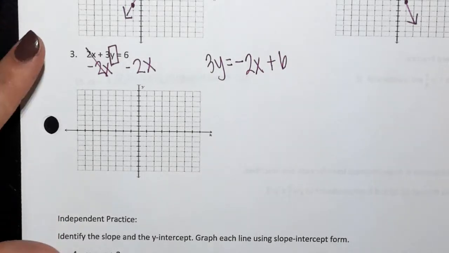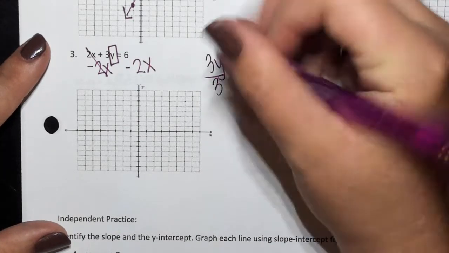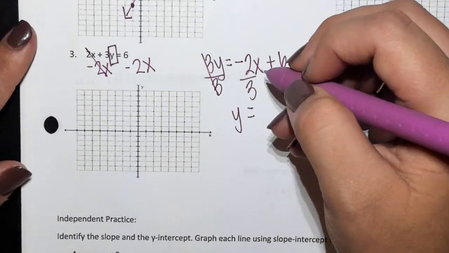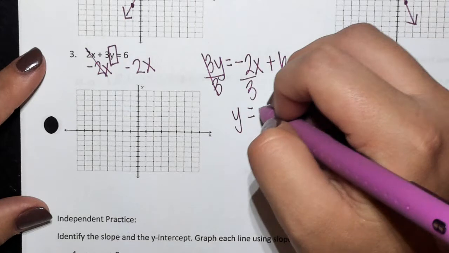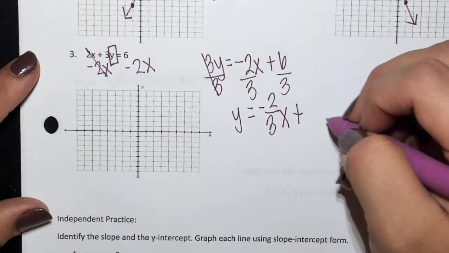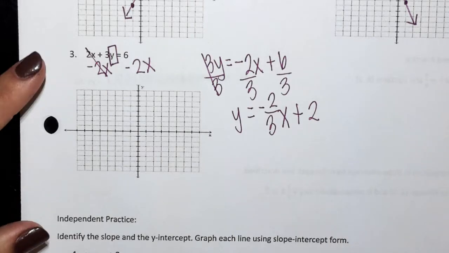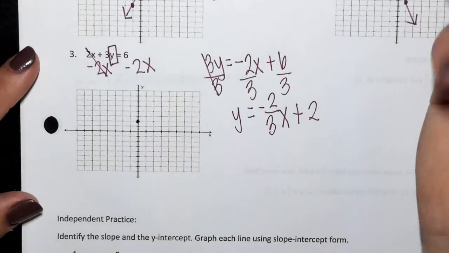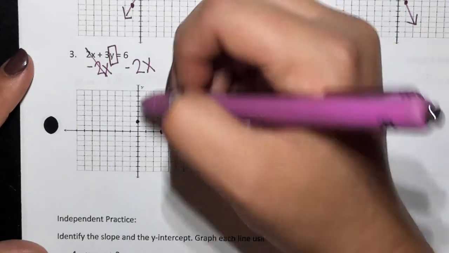All right, what happens next? Divide by what? 3. So it cancels. I would not put this as a decimal because you cannot use rise over run if you have 0.66666. Okay, so leave this as negative 2/3 x plus what? What's 6 divided by 3, class? 2. So your y-intercept crosses the axis at 2. And then your slope is down 2 over 3.